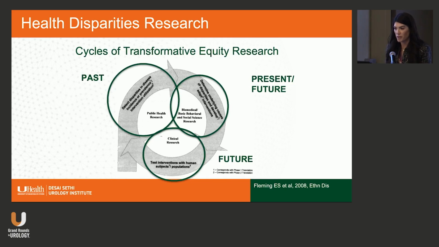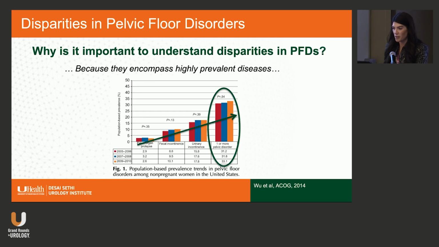In the past, when we look at equity research, public health research has really looked at just defining disparities and the incidence and prevalence of disparities and the issues surrounding that. Right now, the present and immediate future, we're looking at underlying causes of disparities and trying to develop interventions. And in the future, we hope clinical research will be able to test interventions with human subjects to look at these equity barriers.